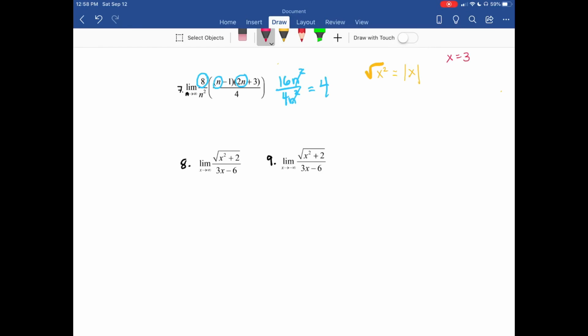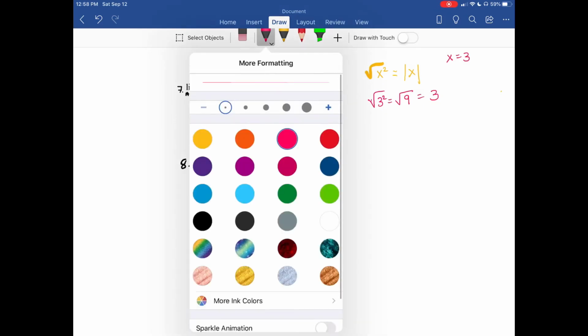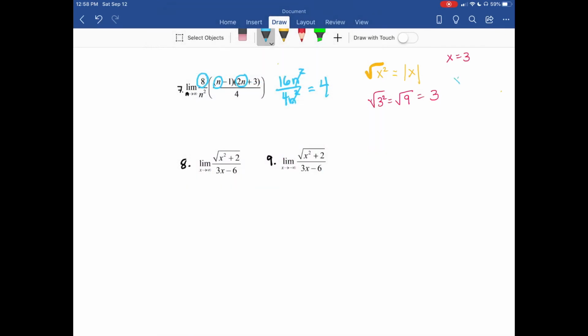Here's scenario 1. What if x were 3? Then I would say the square root of 3 squared, well, 3 squared is 9, and the square root of 9 is 3. So that checks out. That's great. But scenario number 2 is what if x were negative 3? Then I would be taking the square root of negative 3 squared, which is still 9, which is then 3. So we could say that the square root of negative 3 squared would just be the absolute value of negative 3, which leaves us with 3. So let's remember this as we proceed.